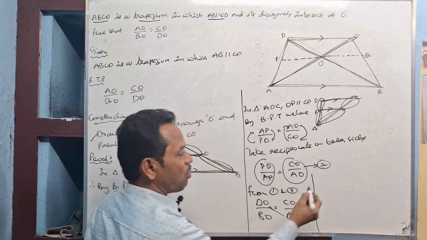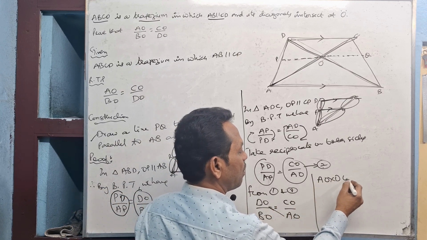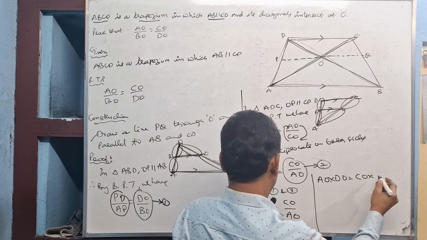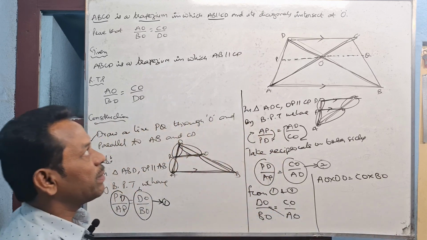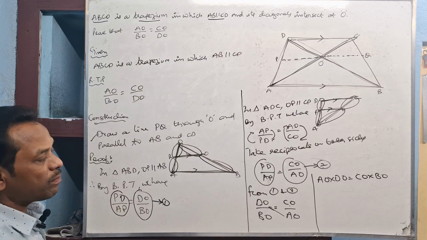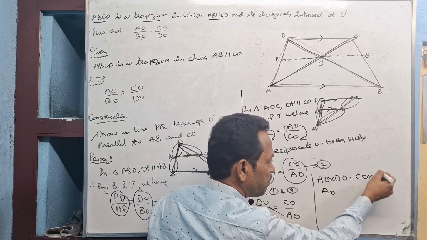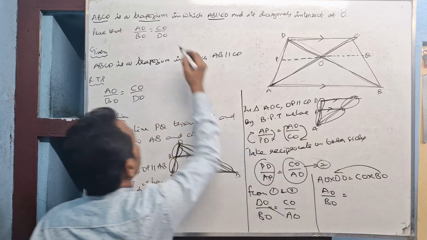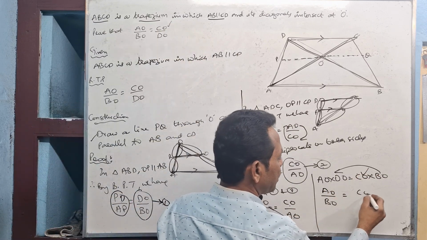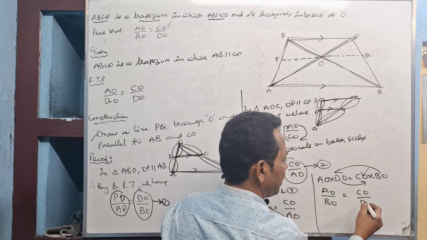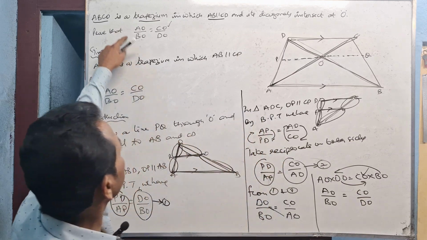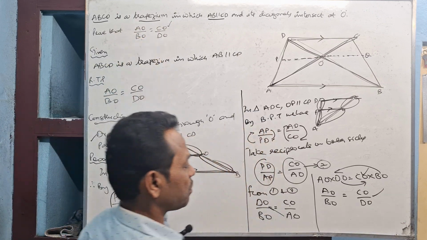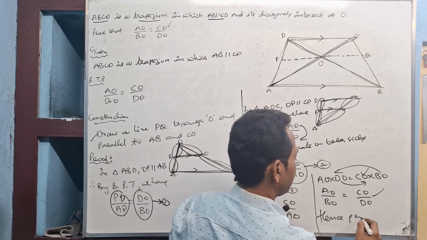This AO is multiplied with DO, so AO into DO equals, now this BO is multiplied with CO, so CO into BO. But my requirement is AO by BO. So let me keep AO as it is and bring BO this side, so we'll get BO there. Here let me keep CO as it is, and by bringing DO this side, we'll get divided by DO. My requirement is AO by BO equal to CO by DO, and we got AO by BO equal to CO by DO. Therefore, hence proved.